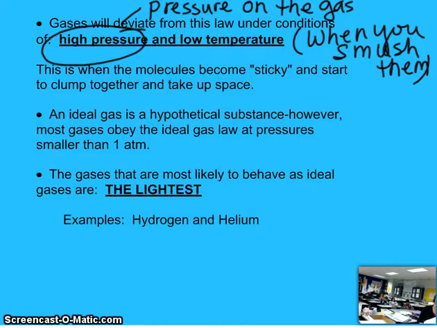So when you have these conditions, the molecules become sticky and they start to clump together and take up space. An ideal gas is hypothetical. Most gases behave ideally under most conditions, typically when the pressure is smaller than 1 atmosphere. And the gases that are most likely to behave ideally are the lightest gases, hydrogen and helium, and also the non-polar gases, because they'll have the least attractions.